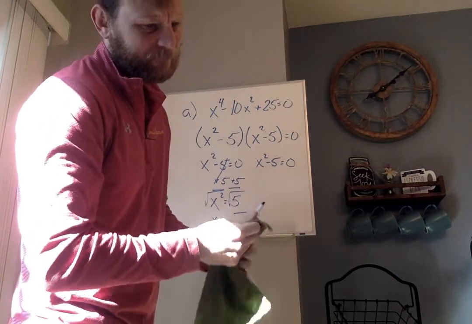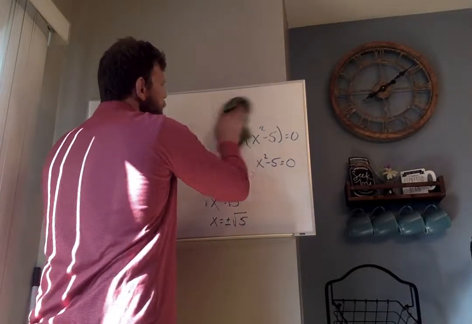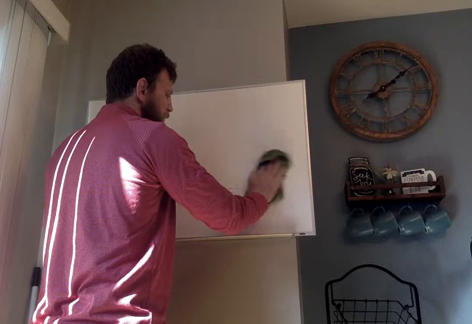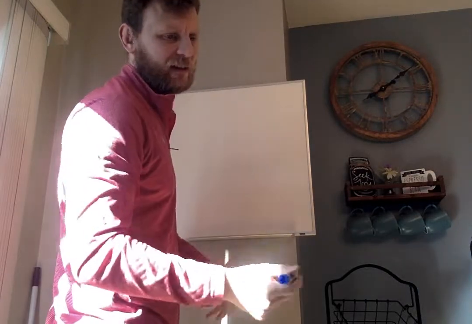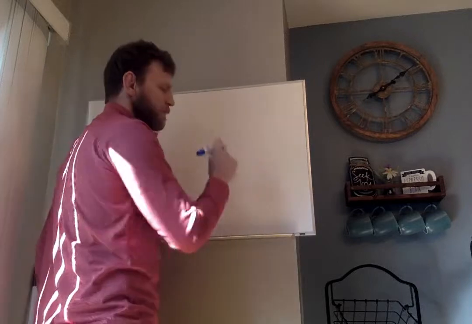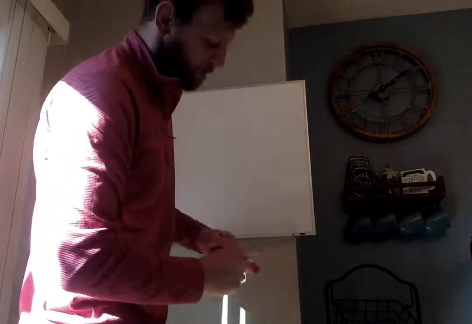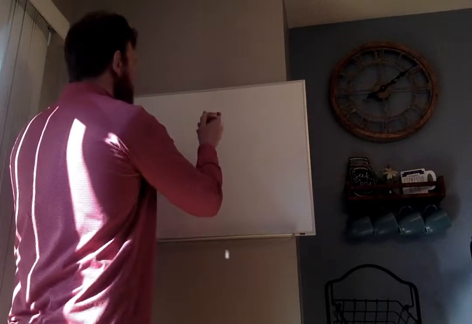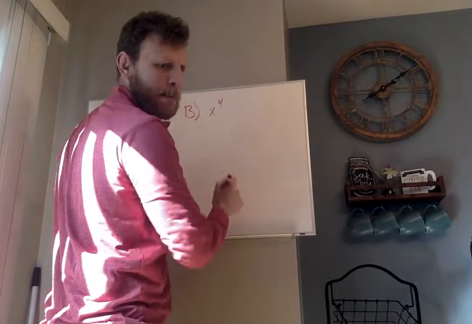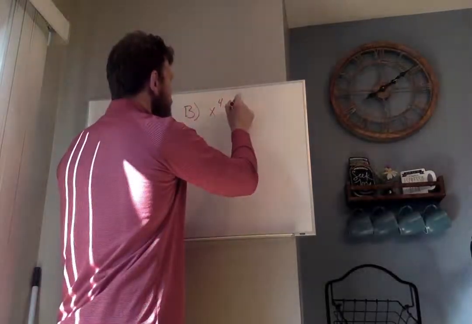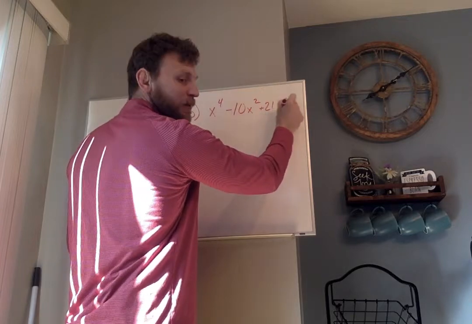Now, with B, B is much like A, but instead of getting the same answers, I'm going to get different ones. So let's look at B. It's x to the fourth minus 10x squared plus 21 equals 0.